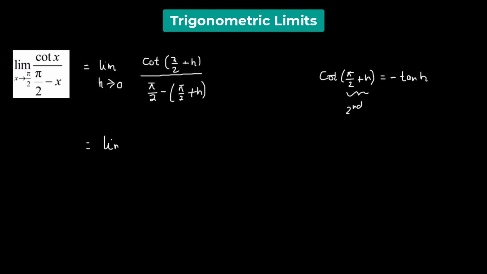So we have limit h approaching 0, negative tangent of h divided by, and pi by 2 will get cancelled out. So we have negative h in the denominator, which is equal to limit h approaching 0, tangent of h divided by h. So as per our definition of limit, the limiting value of tangent of h over h when h approaches 0 is going to be equal to 1. So let us move on to the next question.